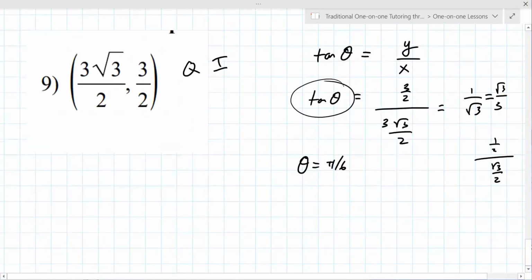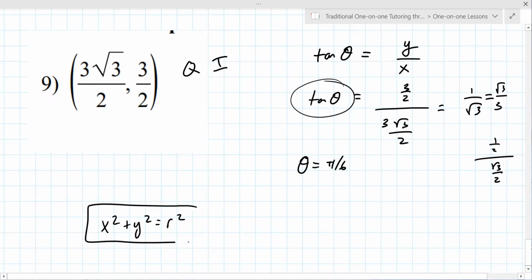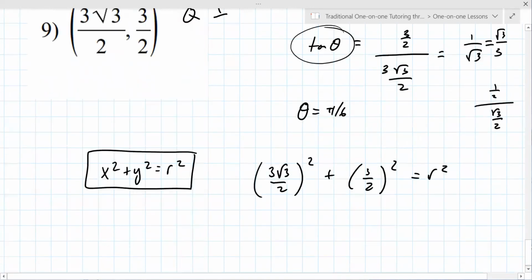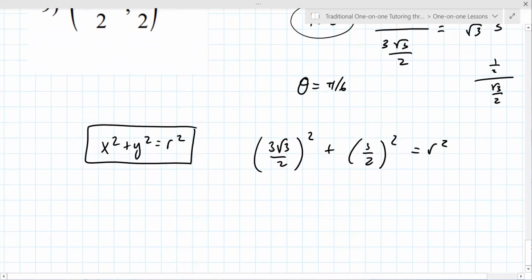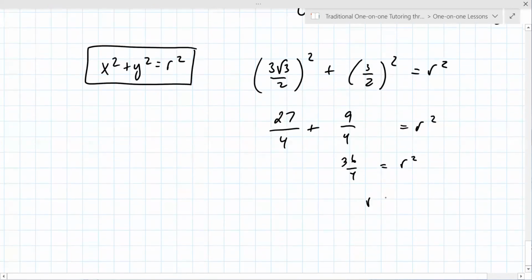Well, you still need the other part, which is x² + y² = r². A lot of students do this one first. So you square the first one, square the second one, and you should get a number. So this is 9 times 3, 27/4, plus 9/4. So notice that is nice, 36/4, which is 9. So r equals ±3. So which one is it?